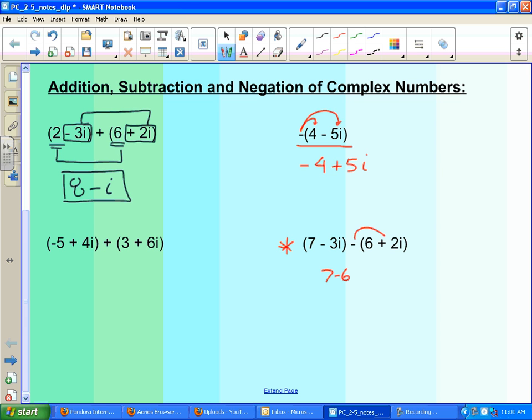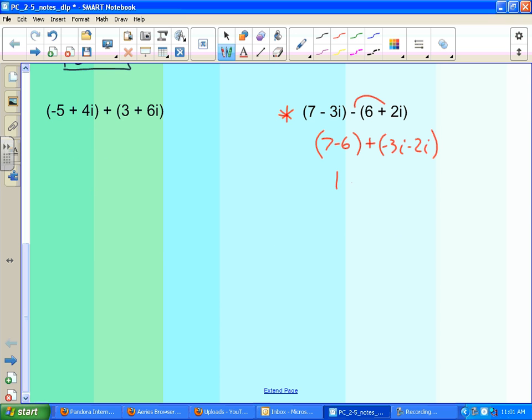So sometimes you can do it like this. You can kind of separate it if you need to into the real parts. And then we have a negative 3i minus a 2i. There's the imaginary parts, giving me 1 minus 5i. There we go. 1 minus 5i.